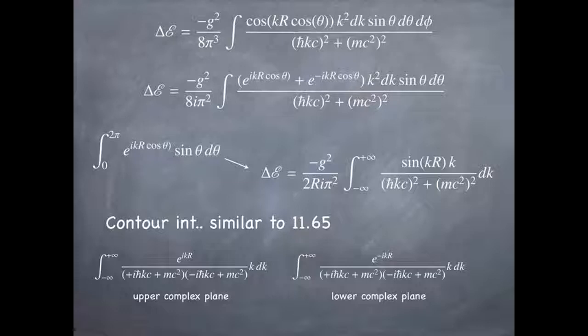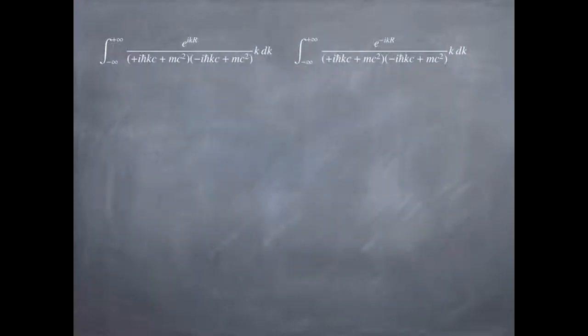In the upper complex plane, there's a pole when k is equal to imc squared over h bar c. And in the lower complex plane, there's a pole when k is equal to minus imc squared over h bar c. But in both cases, we can evaluate the integral by using Cauchy's complex integral formula. We calculate 2 pi i times the residue at the pole.